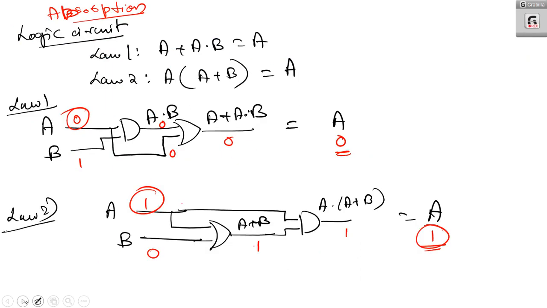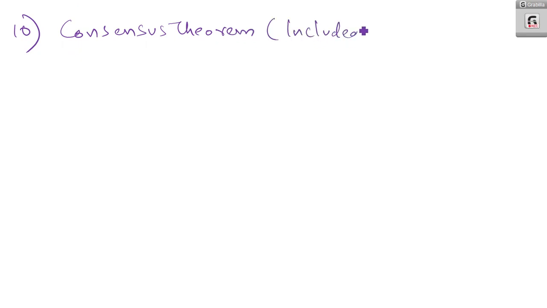Now the last one in this lecture is the consensus theorem or included factor theorem. That is the 10th one. The 10th one is the consensus theorem. It is known as the consensus theorem or included factor theorem.